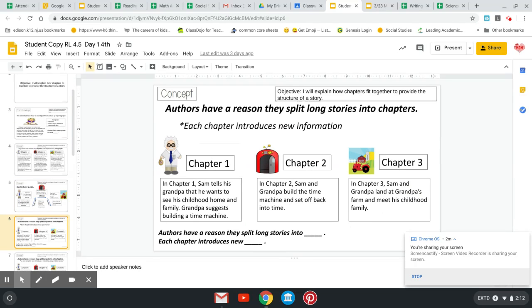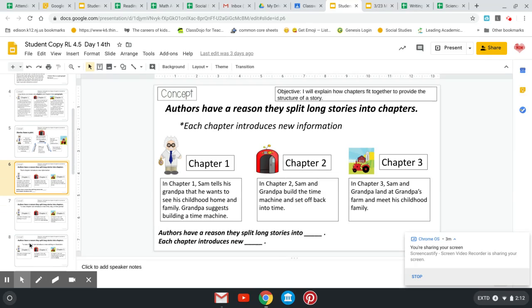So as we can see here, in chapter 1, Sam tells his grandpa he wants to see his childhood home and family. Grandpa suggests building a time machine. In chapter 2, Sam and Grandpa build the time machine and set off into time. And in chapter 3, Sam and Grandpa land at Grandpa's farm and meet his childhood family. So each chapter introduces some more new information. First, it was suggesting that we want to meet the family. Then they begin to build the time machine. Then they actually go and experience meeting Grandpa's childhood farm and family.